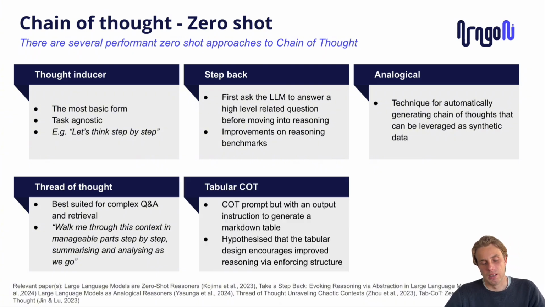Tabular chain of thought. This just uses a thought inducer, a general chain of thought approach, but it also has an output instruction that asks it to do its reasoning in the form of a markdown table. And the authors in this paper hypothesize that by imposing this structure on the output generation, it is also going to be associated with improved reasoning structure and logic, and ultimately performance.